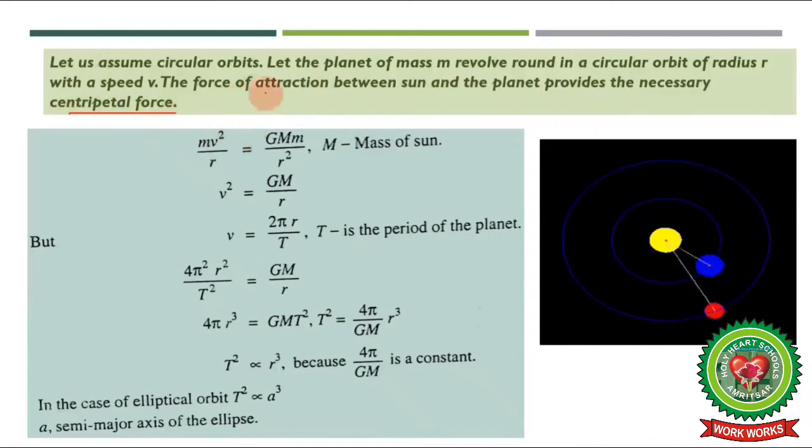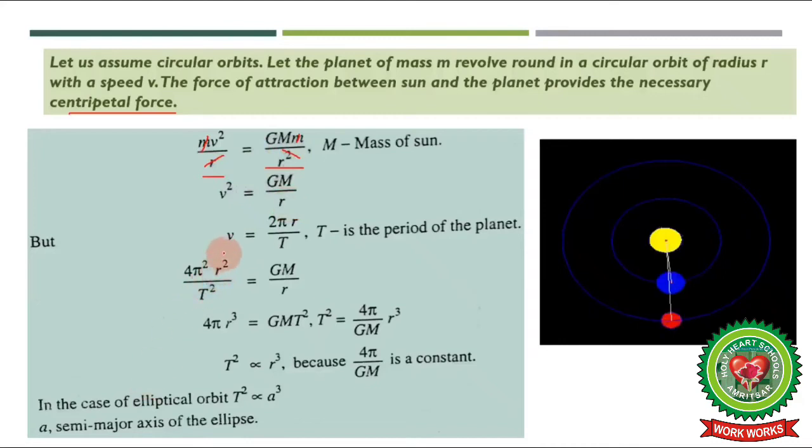So here the force of attraction between sun and planet is just because of the gravitational force of attraction, which is equal to GMm upon r square, and the formula for centripetal force is mv square upon r. So these two are equal because gravitational force is providing centripetal force, where capital M is the mass of sun. From this equation we can cancel out one m, which is the mass of the planet, and we can also cancel one r. So we are left with v square is equal to GM upon r.